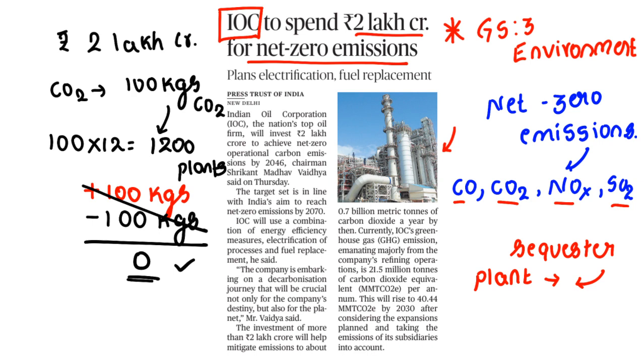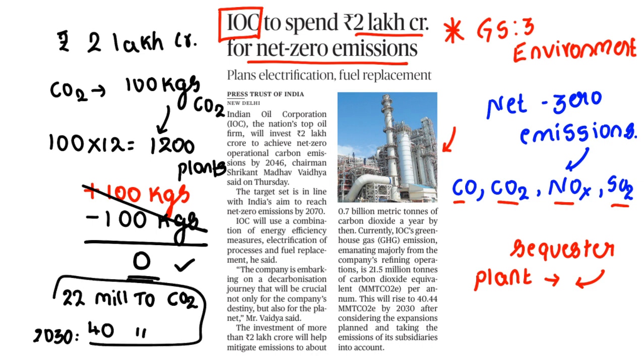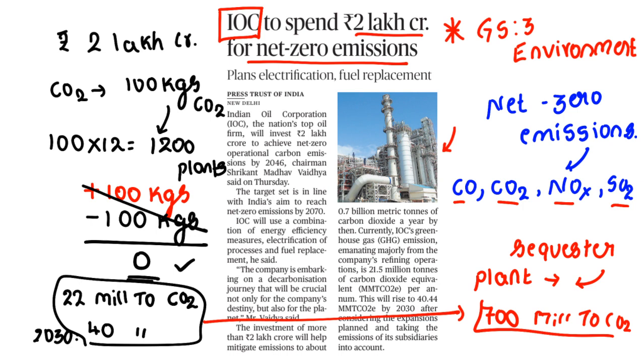And the article is also saying that right now the company is producing 22 million tons of CO2. By 2030 it might reach 40 million tons, but the company is planning to invest 2 lakh crores to produce 700 million tons of CO2 that should be sequestered from the Indian atmosphere.